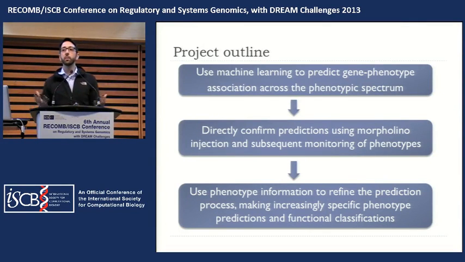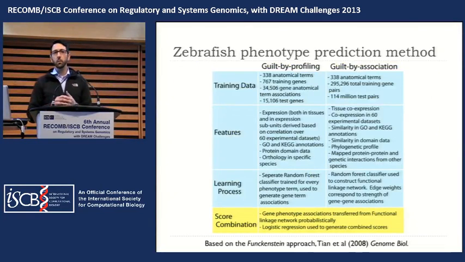And the idea was for this to be iterative, that we could use our phenotype predictions to inform the next phase of machine learning, to make more accurate and more specific predictions. I'm not going to go into too much detail about the machine learning framework. It was based on the approach by Tian et al. It was a combination of guilt by profiling and guilt by association.